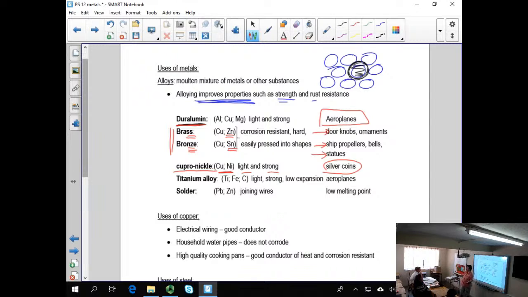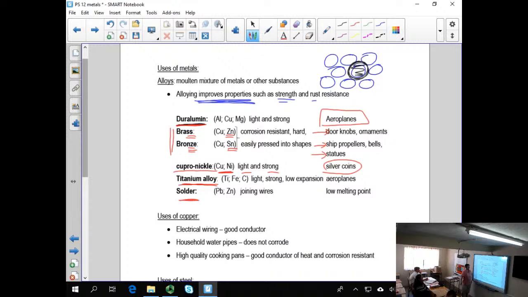So eventually, governments changed the way in which they made coin. The silver coin itself is now a cheaper coin. And it trades for the value on the coin, which is connected to inflation, etc. Okay? So in silver coins, we no longer have silver. And in the brass-colored coins, there is no longer any gold. All right? So we make coins specifically light and strong, copper and nickel. Then titanium alloy, used in aeroplane structures. Made from titanium and iron and carbon.